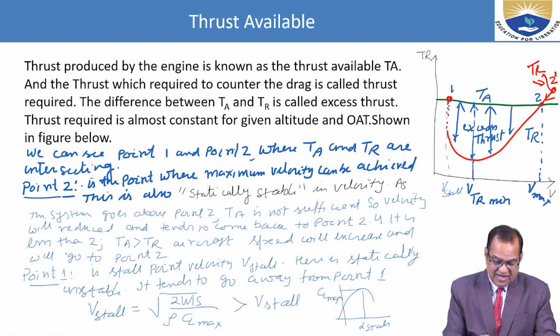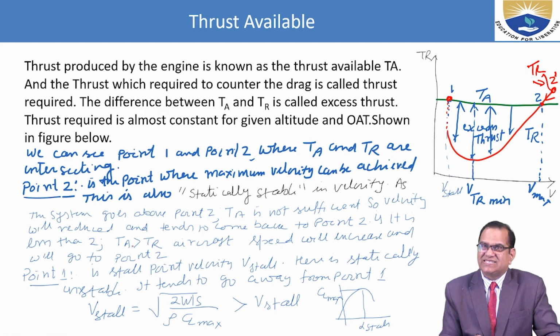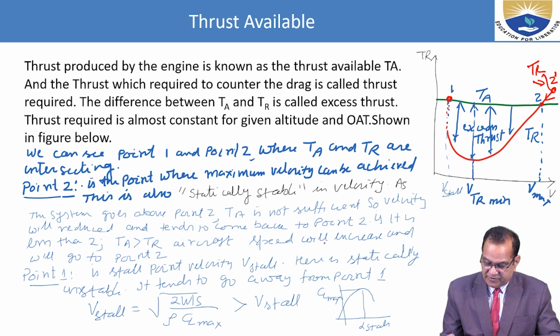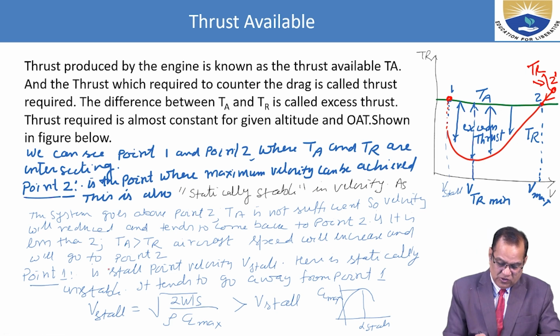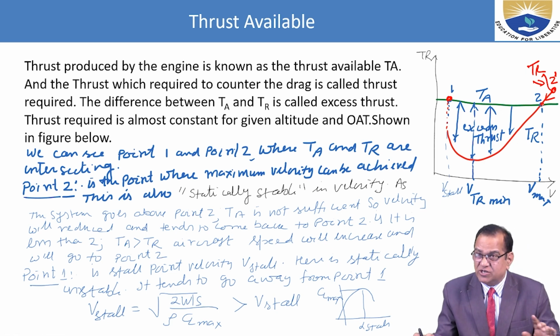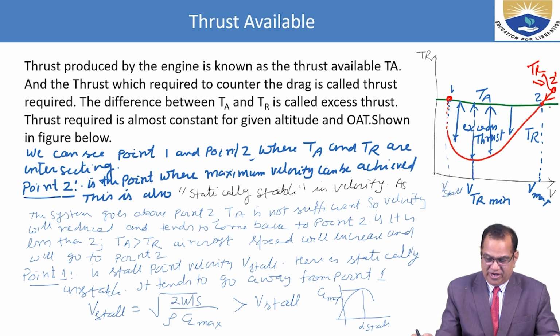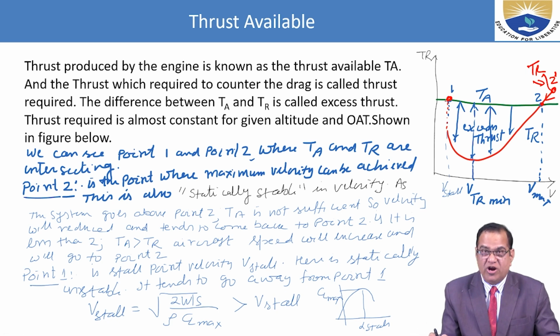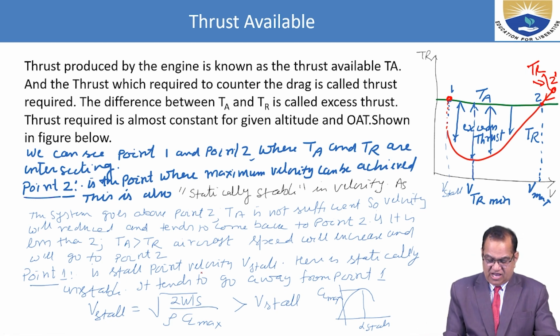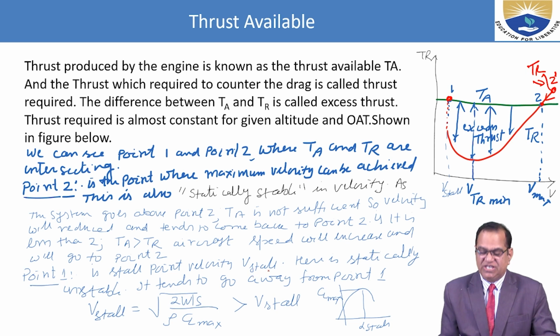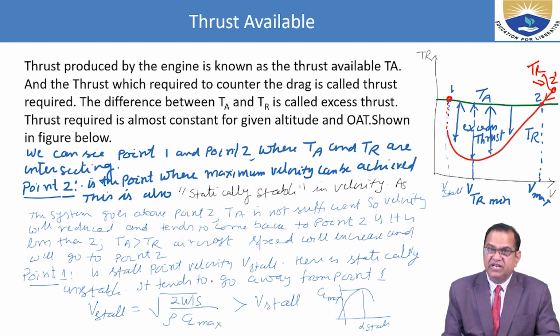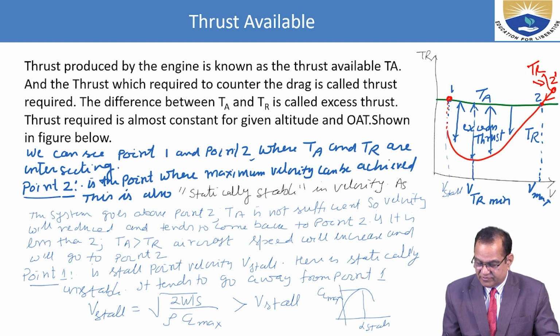If it is at less than point 2, TA is greater than TR, aircraft speed will increase and will go to the point 2. So this point 2 is a statically stable point. But if you talk about the point 1, the stall point velocity, it is called V stall. Here it is statically unstable. It tends to go away from the point 2, point 1.